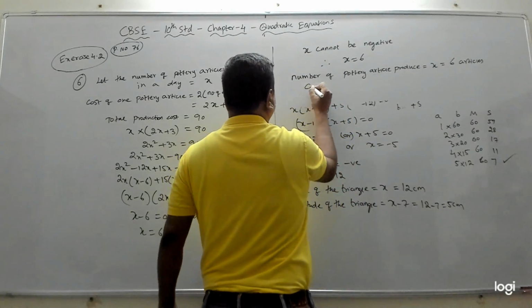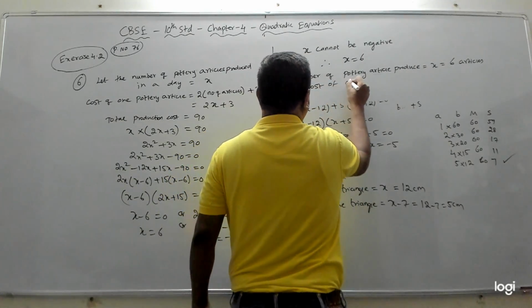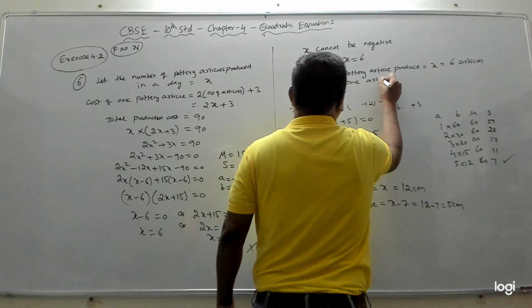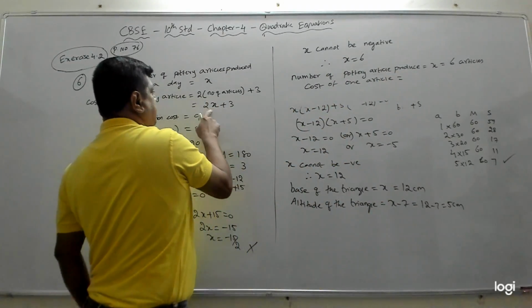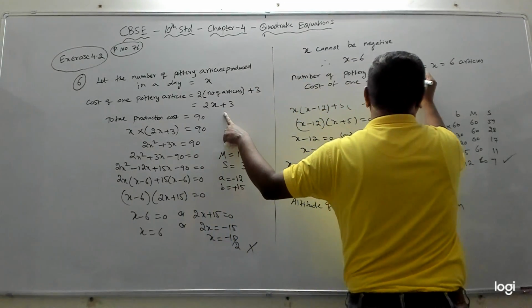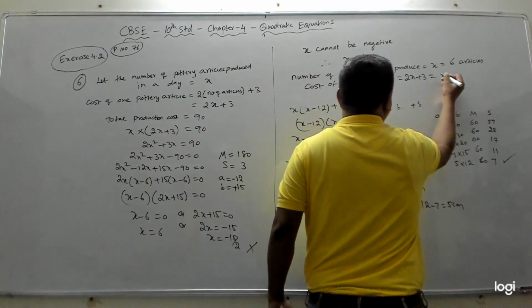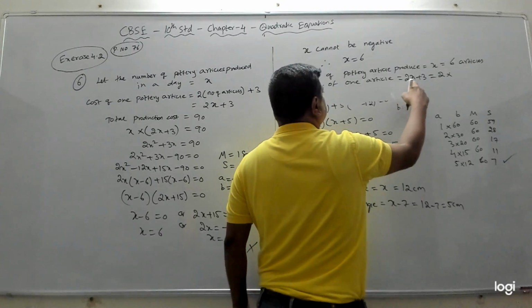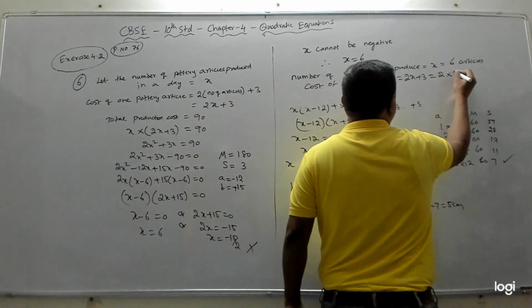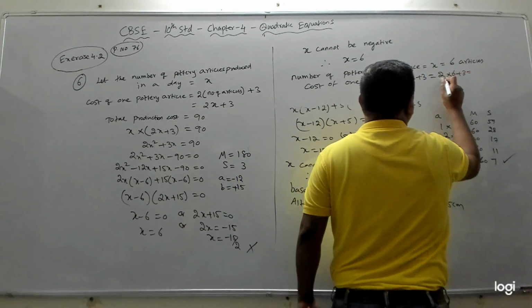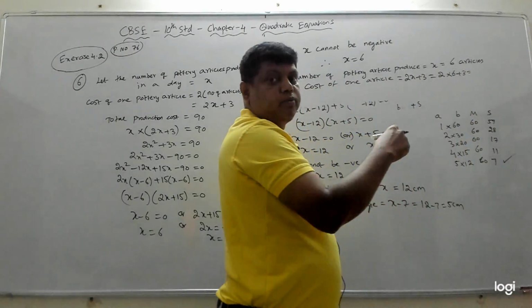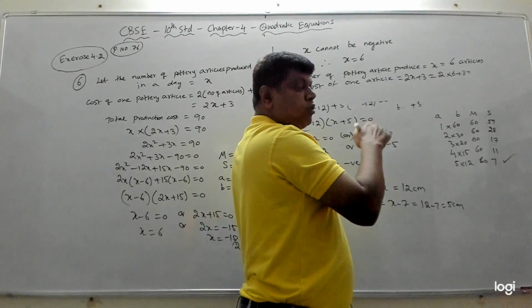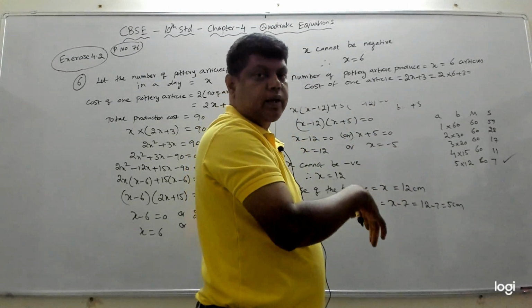And what is the cost of one article? What is the cost of one pottery article? 2x plus 3. So that is 2x plus 3, which is equal to 2 into x, which is 6. You should substitute 6 here. 2 into 6 plus 3, which is 2 into 6, 12. Don't do 6 plus 3. I have seen people doing 6 plus 3 and then multiplying with 2. No, first you have to apply the BODMAS rule that you studied in your earlier classes.